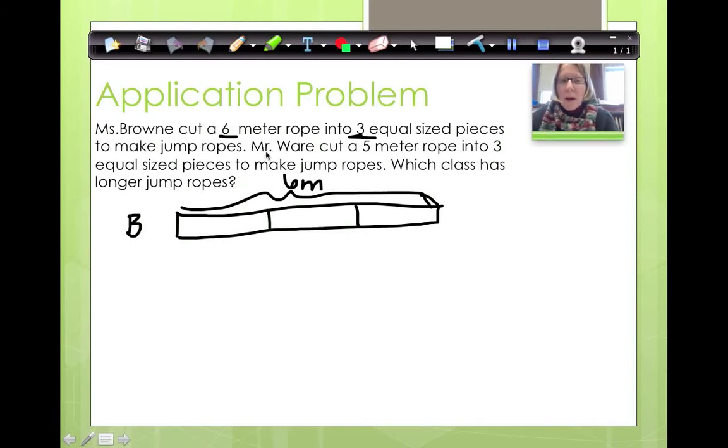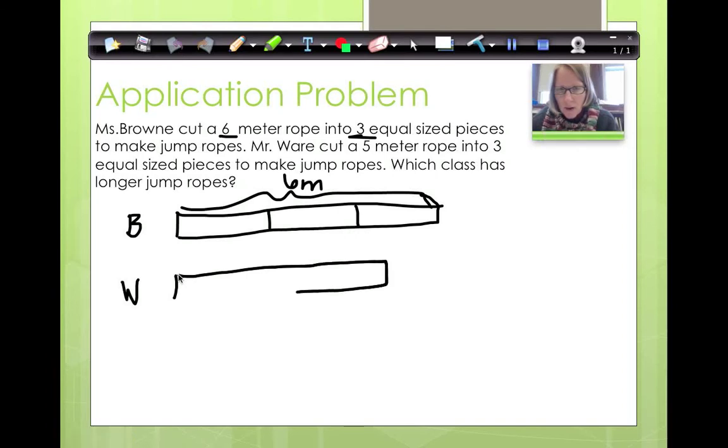Now, Mr. Ware cut a 5-meter rope into 3 equal pieces. Okay, so I'm going to put a W here. Now, it's a 5-meter rope, so is it going to be as long? Nope. So I'm going to start over here just so I can compare visually. Well, let's say that's 5 meters.